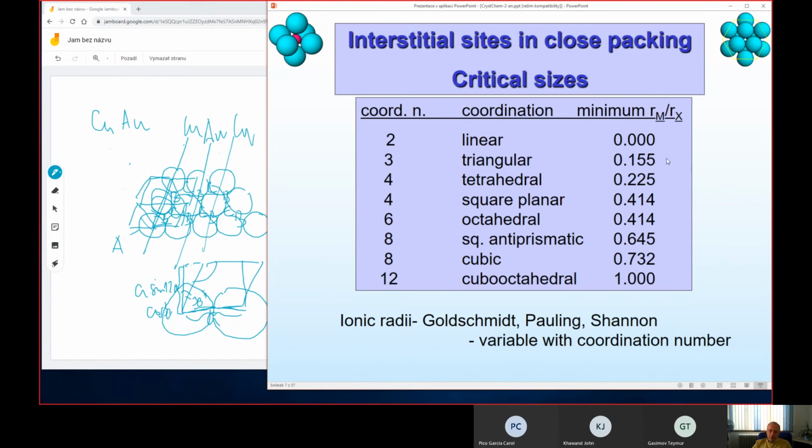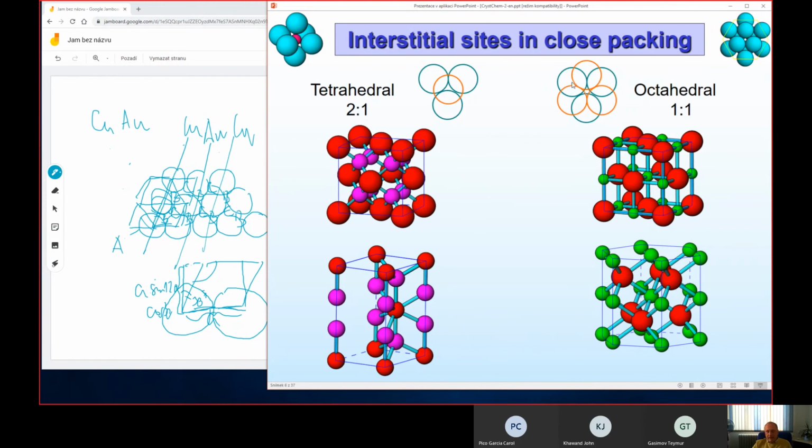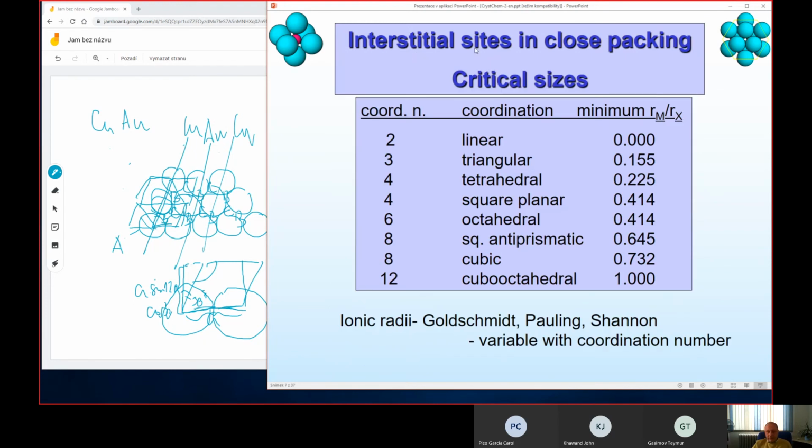We could also consider the triangular site, which is in fact the site exactly between these three atoms. And this triangular site is even smaller compared to the tetrahedral site, which is slightly shifted above the trigonal site. So you see that for the triangular site, the ratio is even smaller.